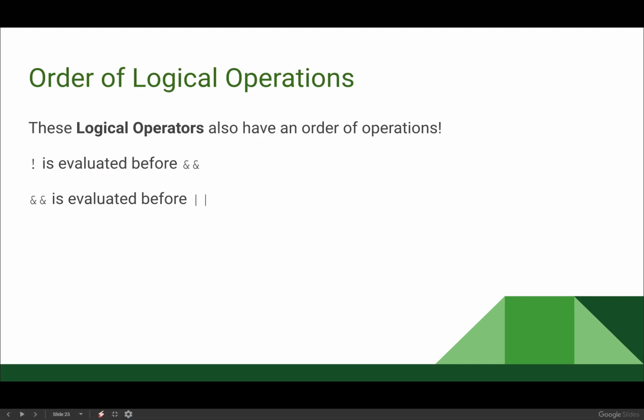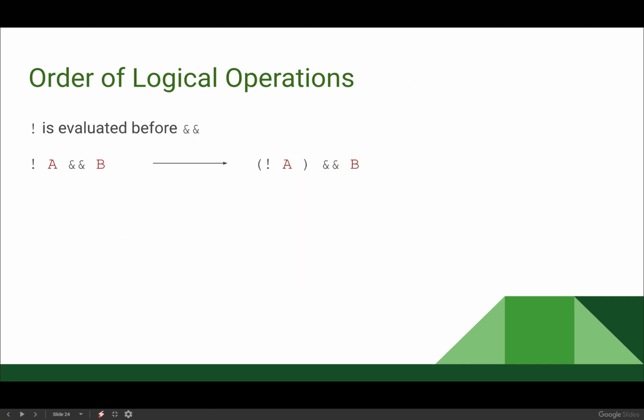Just like in math operators, we have an order of operations with these logical operators. The not is the first thing to happen, and it is evaluated before the and, which is evaluated before or. So in order, we have not, then and, then or. So if we make an example, not is evaluated before and. So not A and B is going to equal (not A) and B. So we're going to negate A before we and with B.